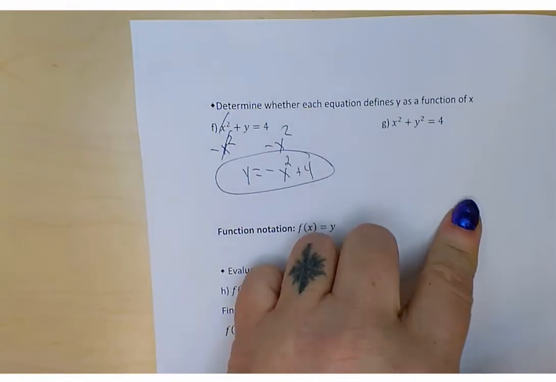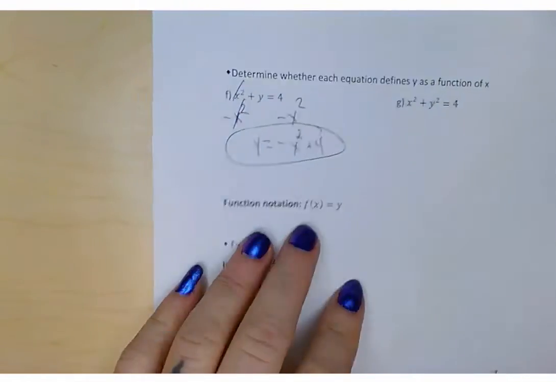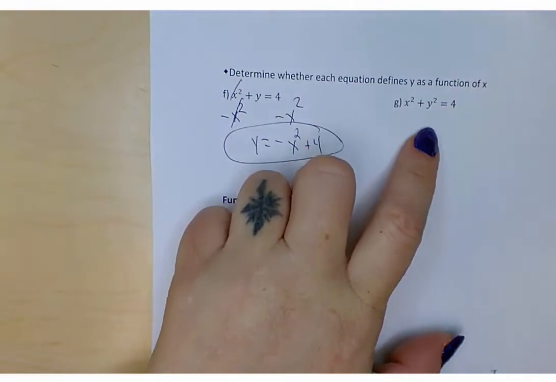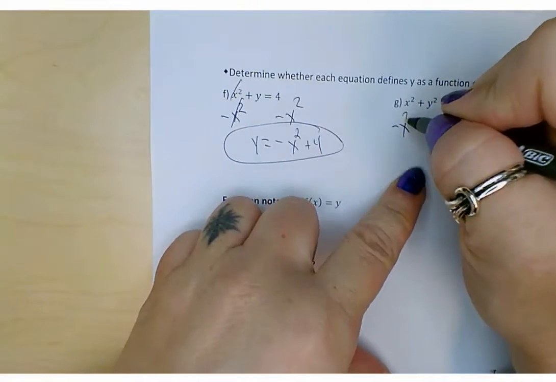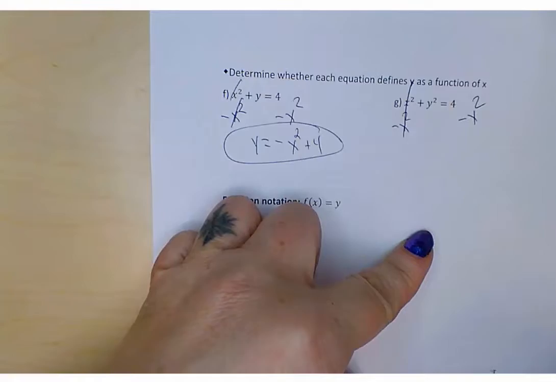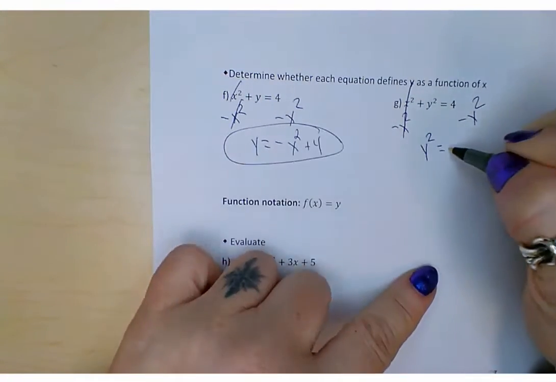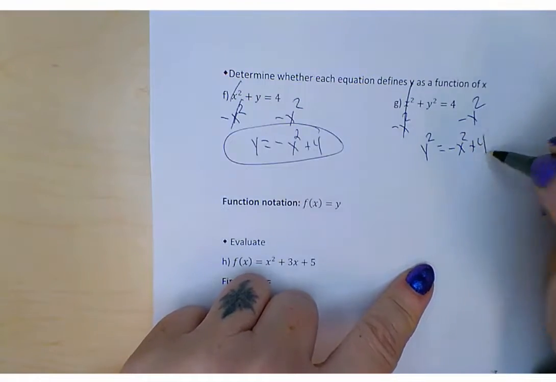But I want to get the other one solved for y so that we can compare both of these and figure out, can we determine if it's going to give us one or more solutions? One of these is a function, one of them is not. So I want us to take a look at both of them so we can see the difference. If we solve example G for y, we're also going to subtract x squared on either side. Drop down, y squared is equal to negative x squared plus 4.